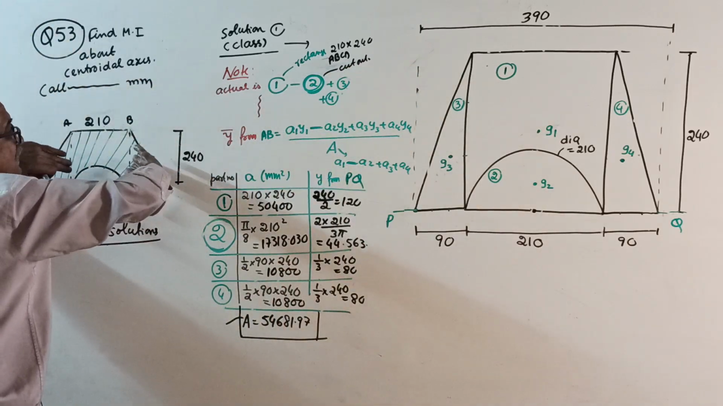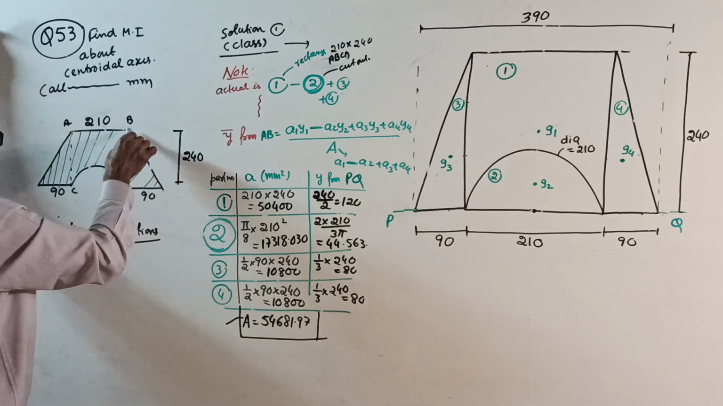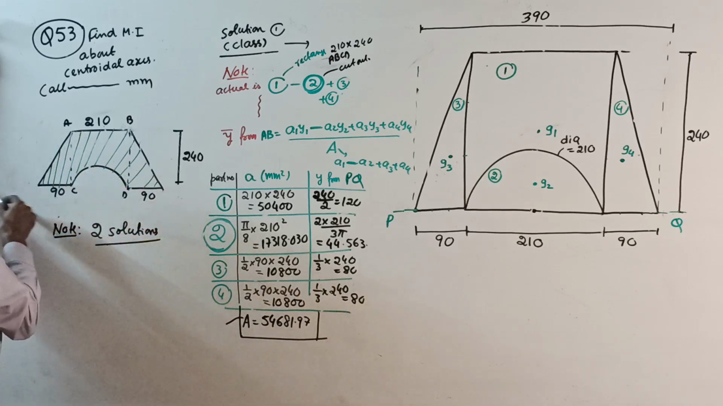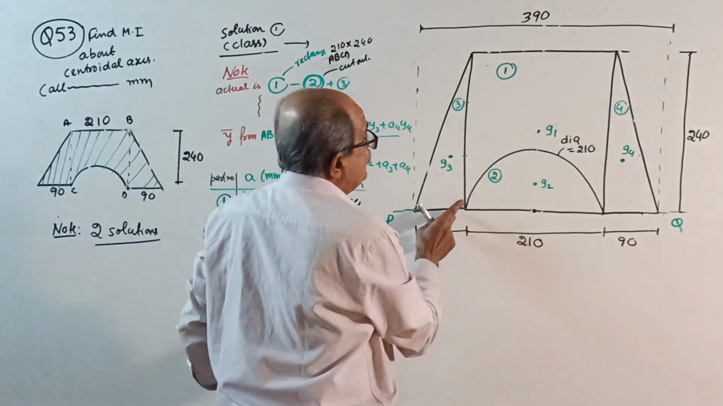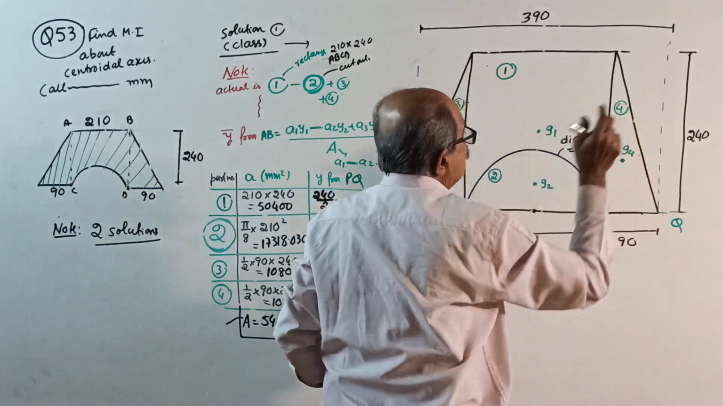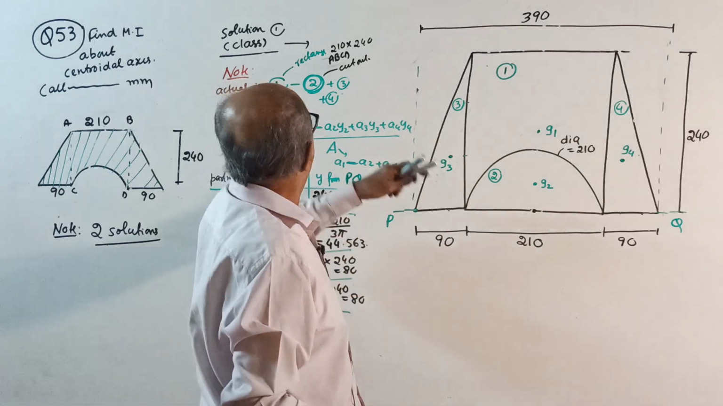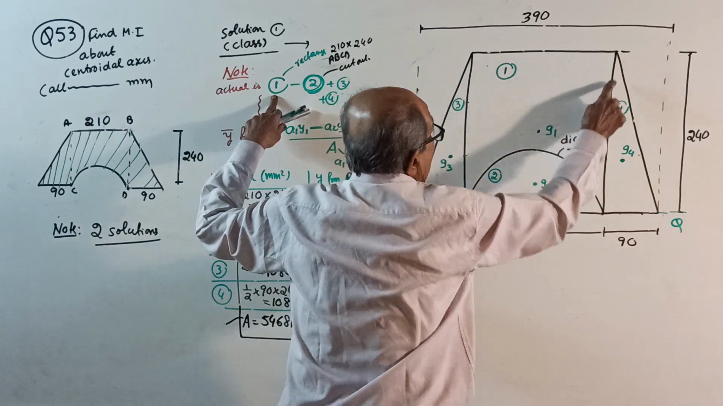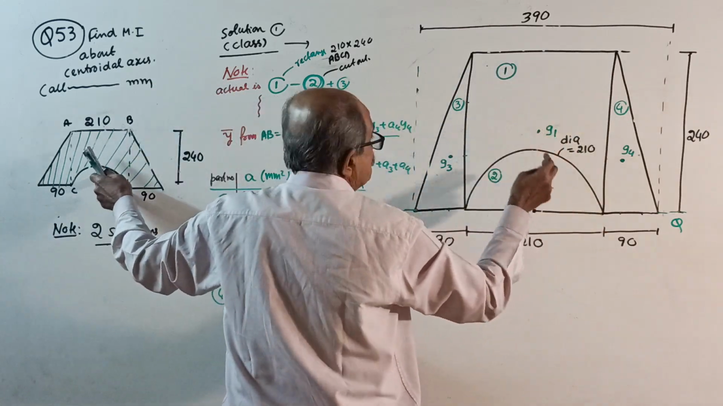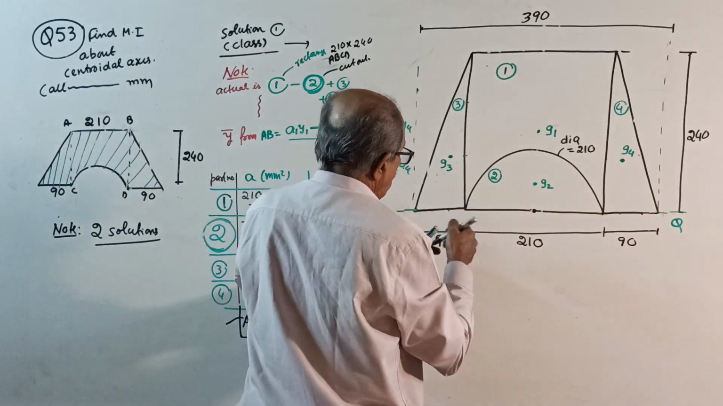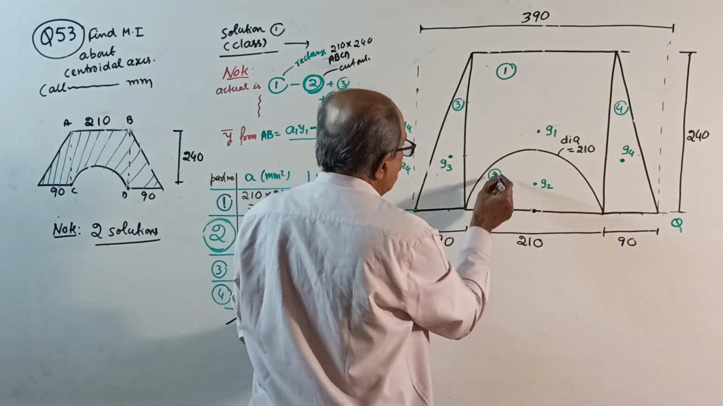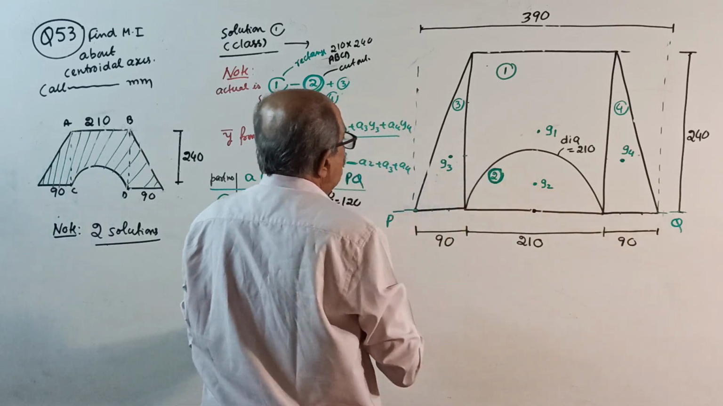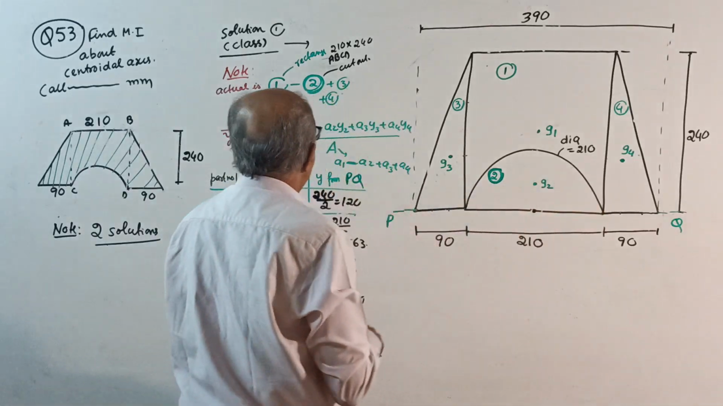Then on the right side and left side, both sides, there are triangles: 240 height, 90 base, 240 height, 90 base. Therefore, the actual area is rectangle 1 minus 2. Again be careful, 2 is a danger. You should remember that 2. I will make it further dark. 2 plus 3 plus 4 is the actual.